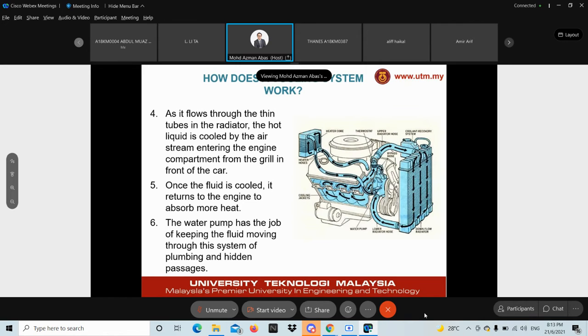The water pump has the job of keeping the fluid moving through this system of plumbing and also hidden passages. Without the water pump, there's a high possibility that the water will be static. It will not flow throughout the engine.